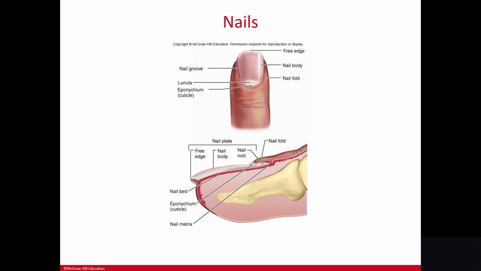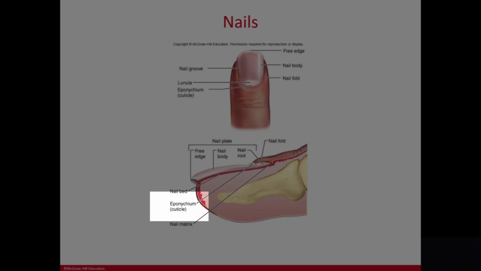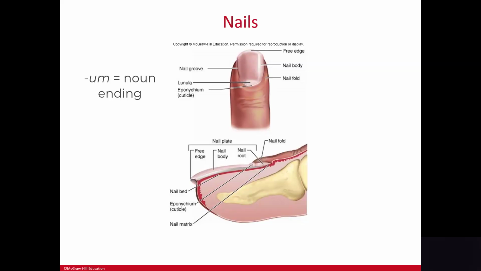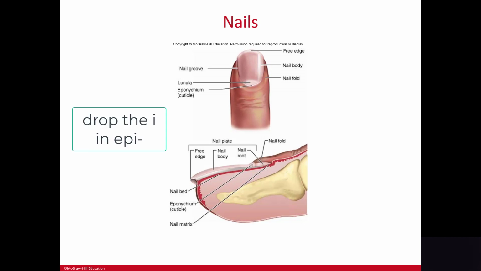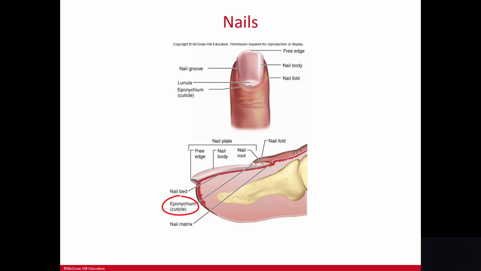Let's see. The root word onych, O-N-Y-C-H, means nail. So if you see terms with that root in it, you're looking at something related to the nail. You can see the medical term for cuticle is eponychium. If we break it down, the ium suffix ending tells us it's a noun. Epi is the prefix meaning above or upon, and onych means nail. Here you'll notice we drop the I from epi just to make it easier to pronounce. So the cuticle is the eponychium.